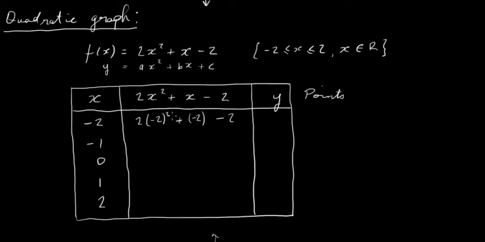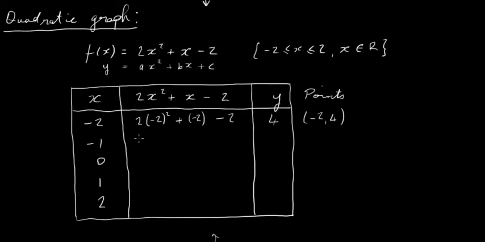So what will we get? Well, -2 squared is 4. 4 times 2 is 8. 8 plus minus is minus, 8 minus 2 is 6. 6 minus 2, 4. So in this case, our x value was -2 and our y value is 4. So that's our first point.